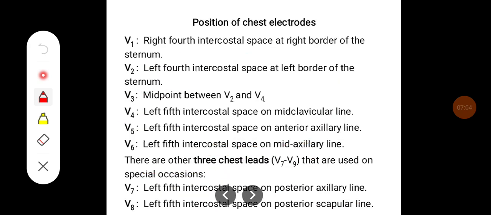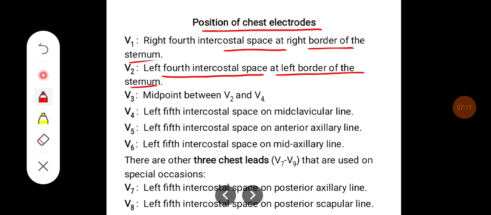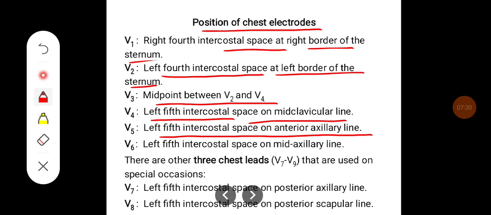So these are different positions of the chest electrodes. V1 is situated on the right fourth intercostal space at the right border of the sternum, V2 at the left fourth intercostal space at the left border of the sternum, V3 is the midpoint between V2 and V4. V4 is the left fifth intercostal space on the mid-clavicular line, and V5 is the left fifth intercostal space on the anterior axillary line. V6 is the left fifth intercostal space on the mid-axillary line.